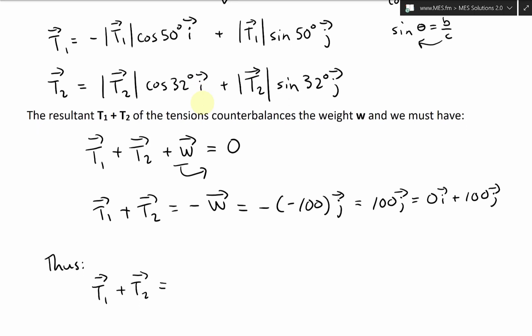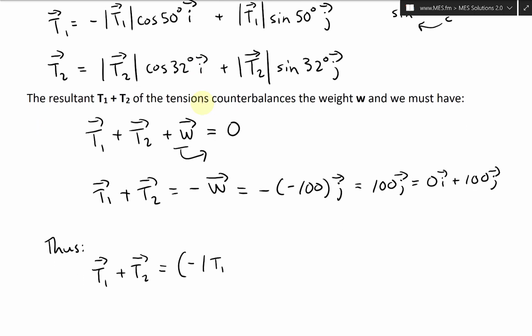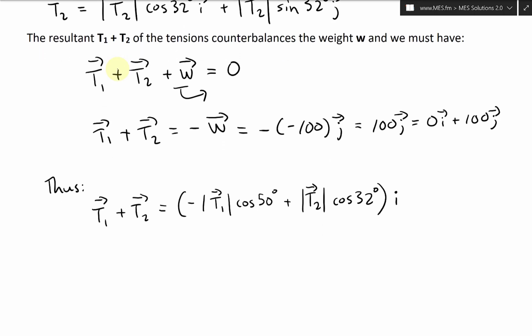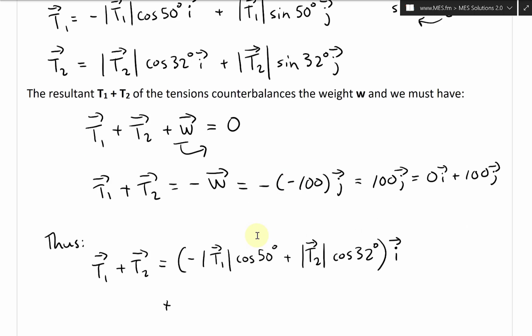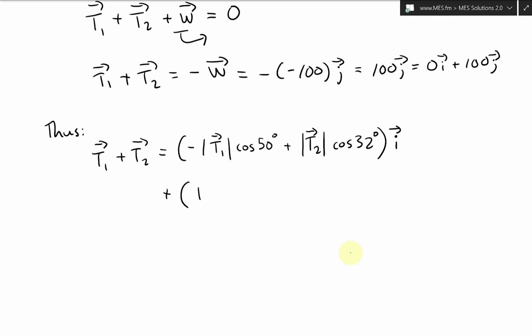So you can write this as bracket, negative the length T1 cosine 50 degrees, plus this part right here, plus T2 vector cosine 32 degrees. That's our i, so we factor that out and put the arrow across. Now the j part is this one here, so we factor these out and add up the other part. Notice the angles are changing: cosine 50 and then cosine 32. The other one is going to be T2 length sine 50, and then sine 32. Plus, no, this is T1, so the T1 and then the T2.